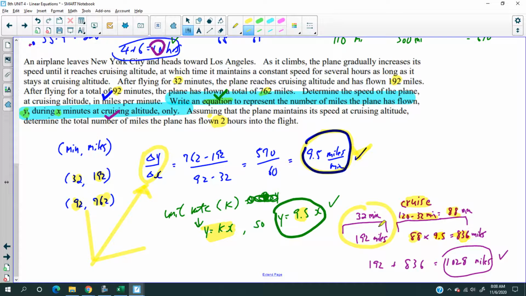And then at the end, I just took this 192 and I added that, and then I got 1028, all right? And I checked the answer key, and so I know I'm right. Okay, and that's how we do it.